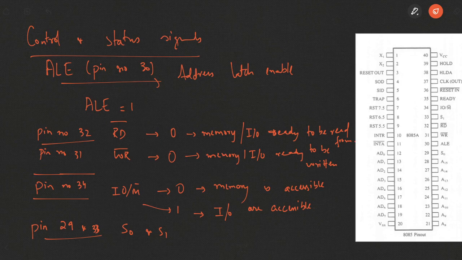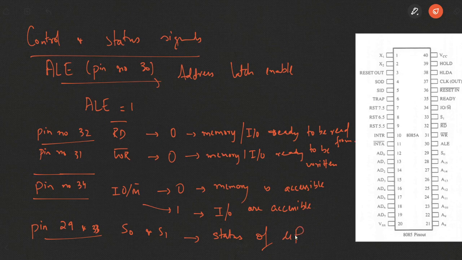There are a number of purposes for which the machine will indicate the status of the system. Like it may be used to indicate whether the machine is in halt state, hold state, reset state, memory read state or memory write state, IO read state or IO write state, or whatever the state of the microprocessor is. That state is reflected by these two signals, which give the status of the microprocessor.